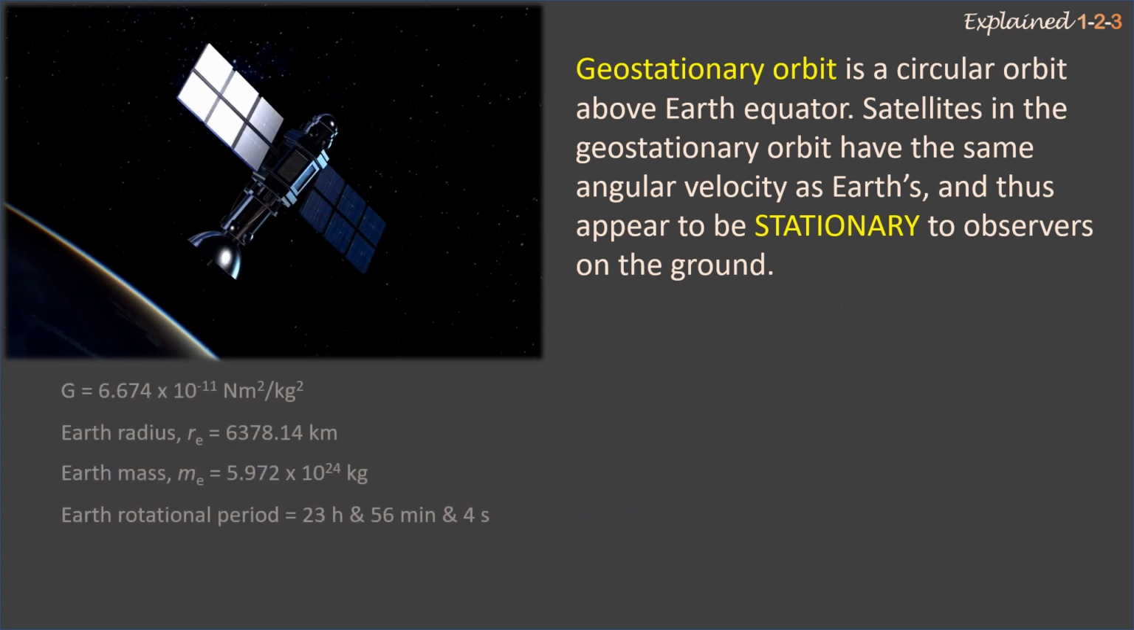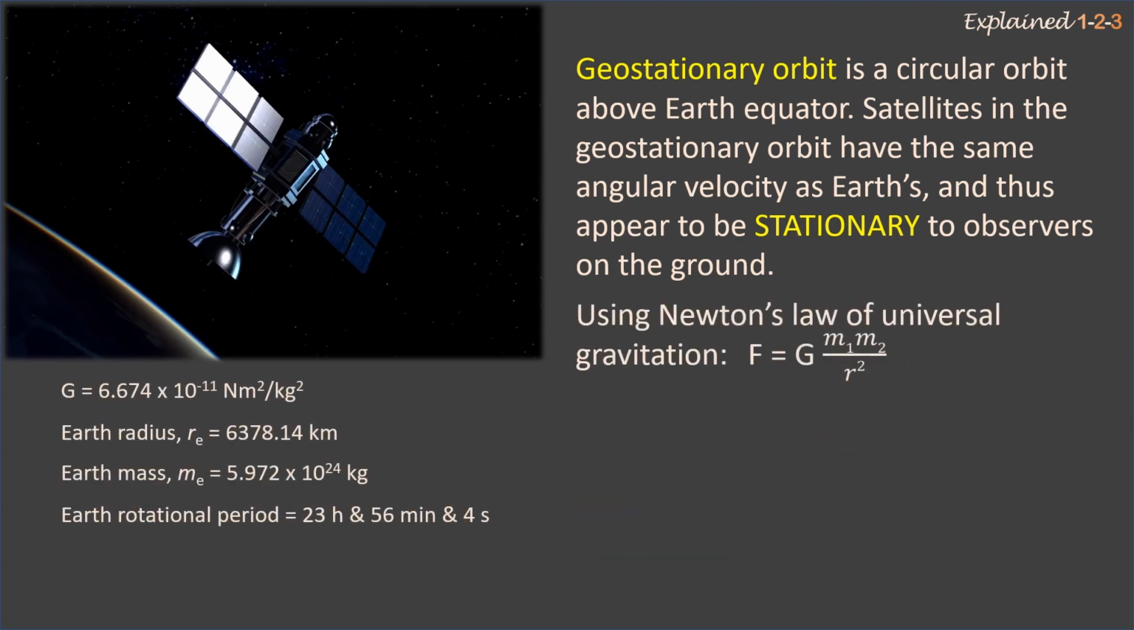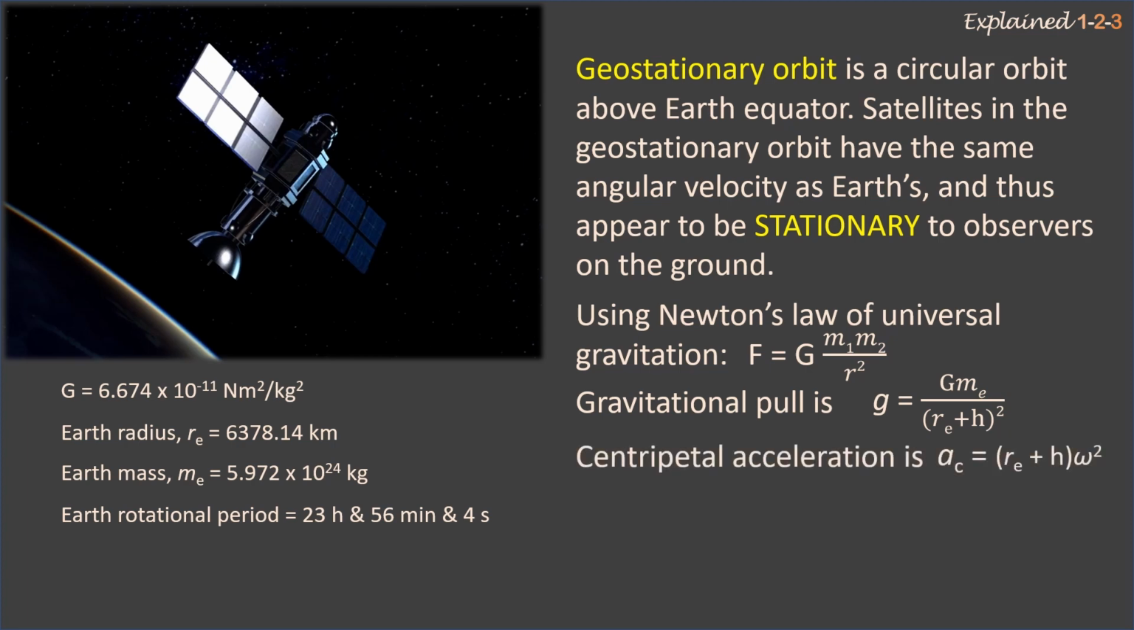To answer this question, we use Newton's law of universal gravitation: F equals G times mass 1 times mass 2 divided by the square of the distance between the two objects. With F equals ma, the Earth gravity a satellite experiences at an altitude of h equals G times Earth mass m_e, divided by the square of the sum of Earth radius and the altitude. The centripetal acceleration the satellite experiences is Earth radius plus altitude, then times angular velocity squared.